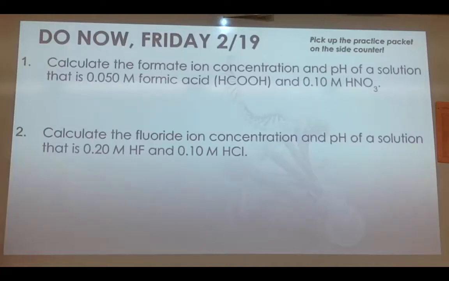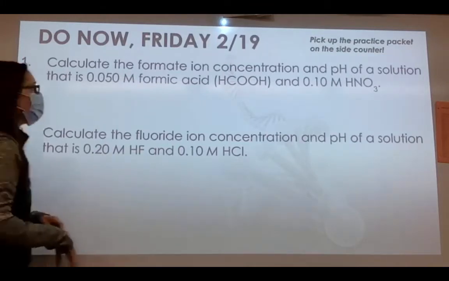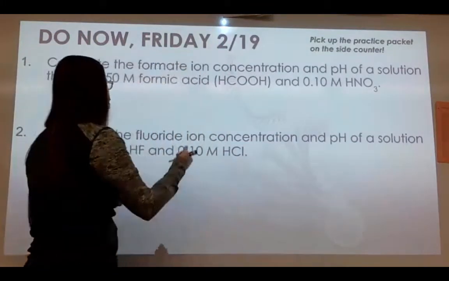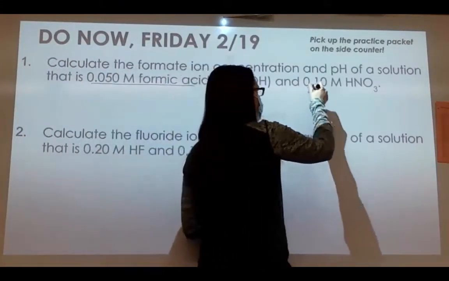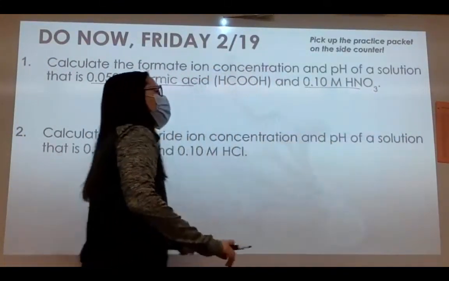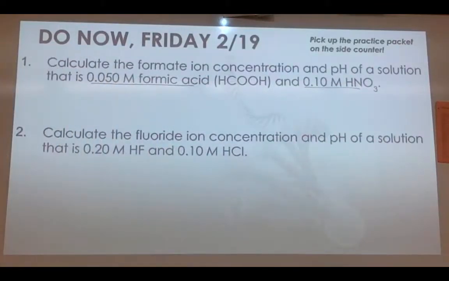Number one says calculate the formate ion concentration and pH of a solution that is 0.05 molar formic acid and 0.10 molar HNO3. So we have two substances, two solutions in the container. Now, remember what we looked at yesterday. You always want to label everything first.